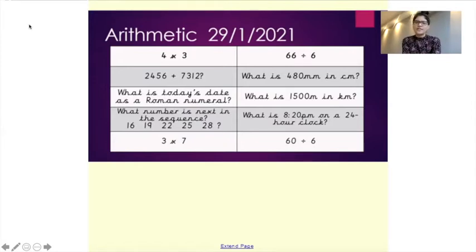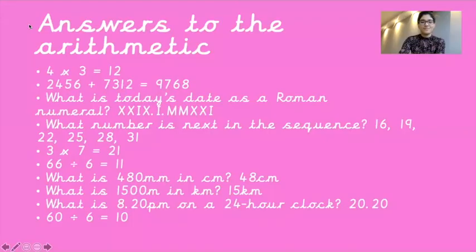What is 480 millimeters in centimeters? What is 1,500 meters in kilometers? What is 8:20 p.m. on a 24-hour clock? 60 divided by 6. The answers to your arithmetic are as follows.